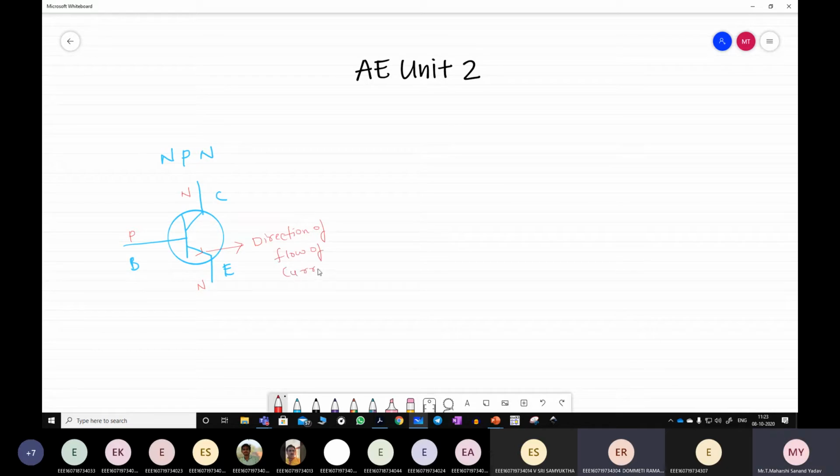Which one is better, NPN or PNP, and why? NPN. Electrons are more than holes, simply mobility. What is meant by mobility? Mobility is nothing but movement. So here mu n, the mobility of electrons, is more compared to the mobility of holes. Simply, electron mobility is greater than hole mobility. That's why we are going with NPN compared to PNP.